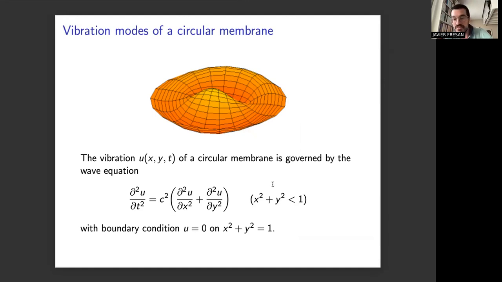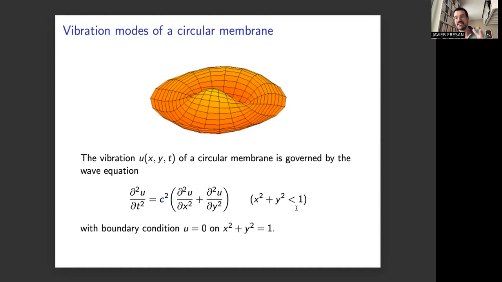One of them is when you study the vibration of a circular drum. You hit somewhere on the drum, and then you look at the function that gives the height of the point (x, y) at time t, and this function is governed by the wave equation. It says that the second partial derivative with respect to time is equal to the sum of the second derivatives with respect to x and y, up to some physical constant.